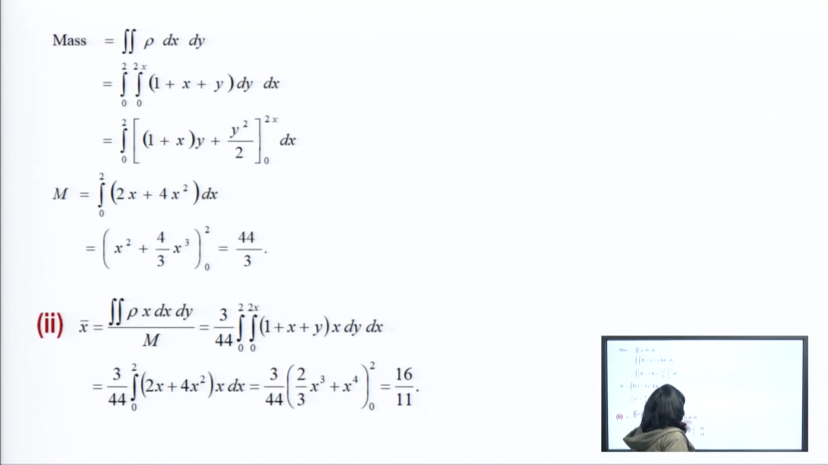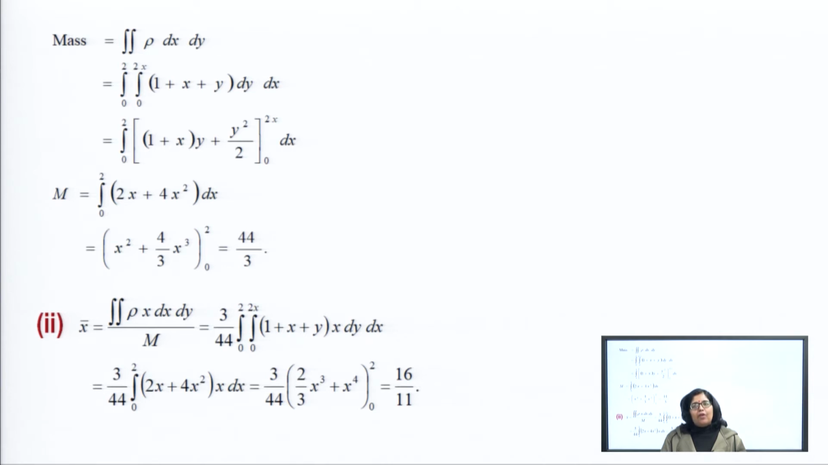There is an integration of the function. We can say that the limit is a function of x, so we integrate with respect to y first. We integrate 1 plus x, where x is constant, giving 1 plus x times y plus y square by 2, and put the limits 0 to 2x and solve it. We have the integral from 0 to 2 of 2x plus 4x square dx.